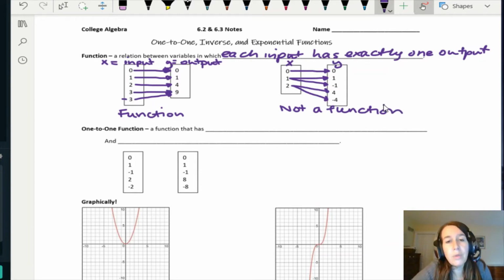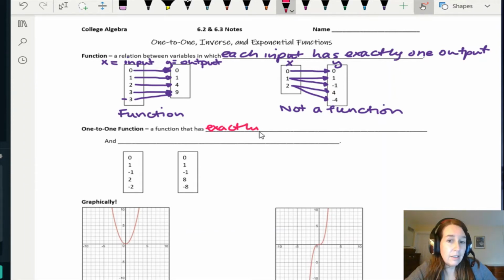In this section, we're not just talking about functions, we're talking about one-to-one functions. A function that is one-to-one means that each input has exactly one output and each output has exactly one input. They are one-to-one, one input for one output. So let's write that down. It is a function that has exactly one output for each input. I mean, that's a function.